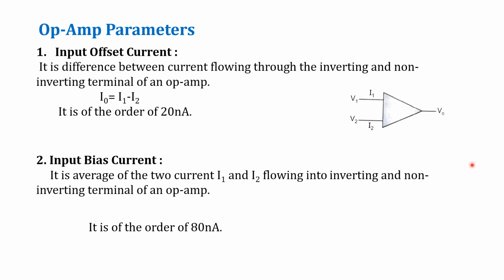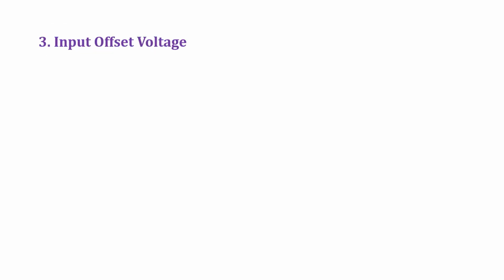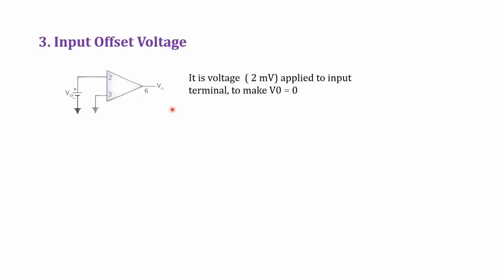The next parameter is input offset voltage. What is input offset voltage? It is the small voltage, of about 2 millivolt, which is applied to the input terminal to make the output become 0.